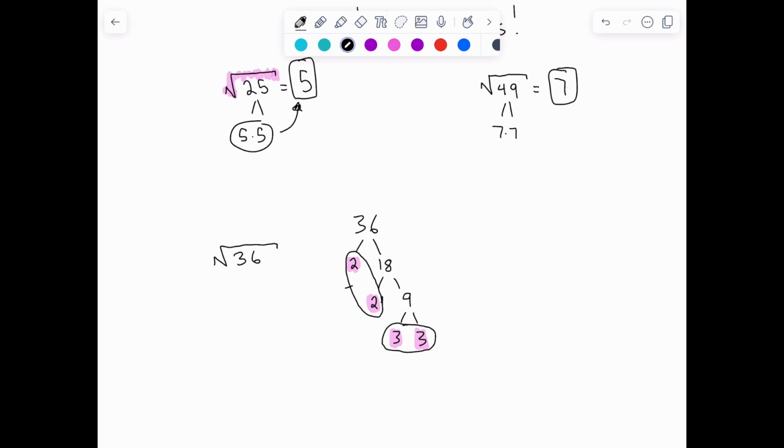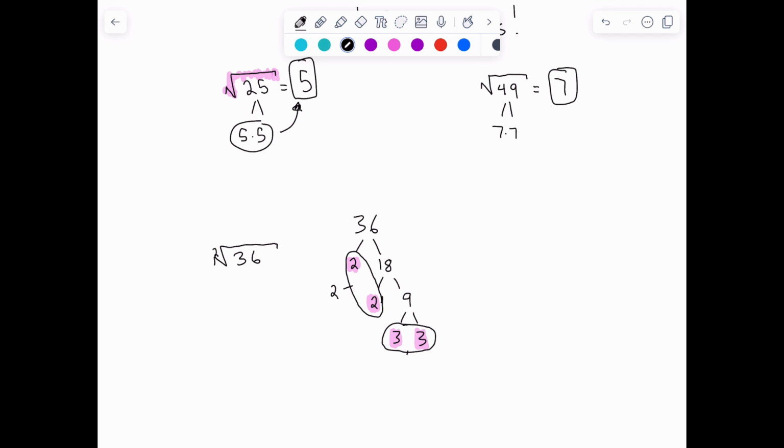The reason it's a pair of 2s is because we are looking at square roots. If we were looking at cubed roots, we would want to circle groups of 3. If we were looking at roots of the 4th power, you'd want to circle groups of 4. But here we're doing square roots, so we're only going to circle 2 of them. Again, with the 3s, these are going to come out. And these are going to multiply on the outside, 2 times 3. So therefore, the square root of 36 is 6.